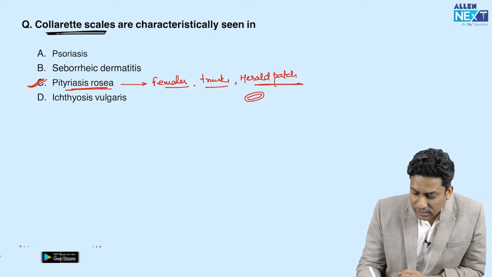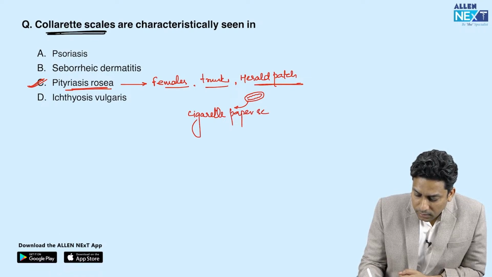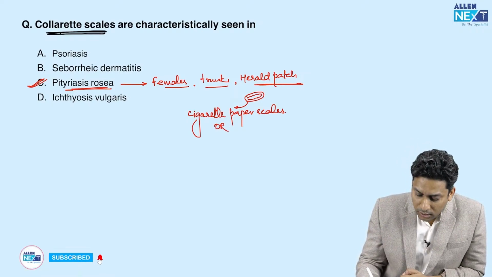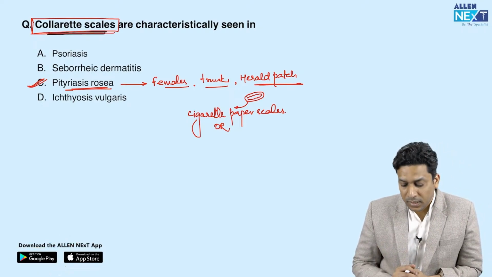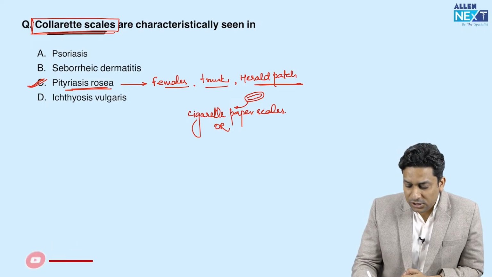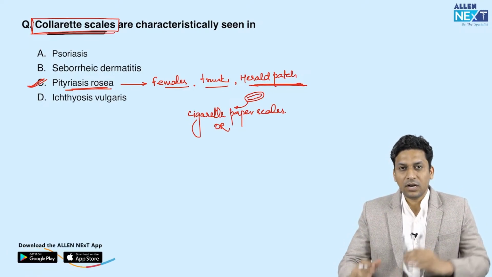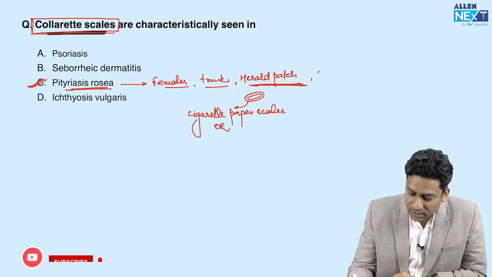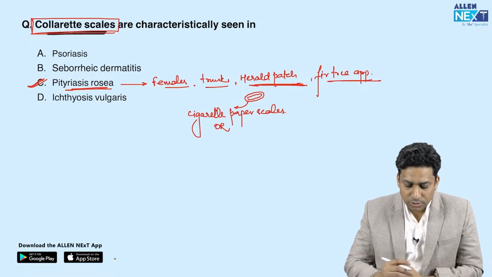Now this scaling is very fine like a cigarette paper, so it is also known as cigarette paper like scales. And because these scales are present at the periphery, they look like a collar, so they are also known as collarette scales or collar like scales. Okay, and when the first lesion is Herald patch, and multiple lesions start developing, they go along the line of ribs. So over the trunk, they are present in this direction, that is along the line of ribs. So it gives a Christmas tree or fir tree appearance. So these are a few important points to remember.